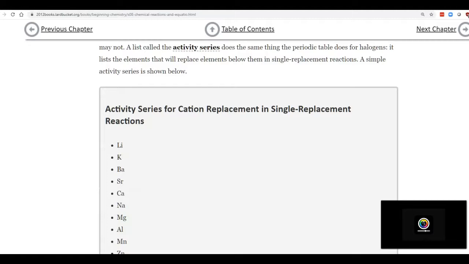You'll see an activity series. Think of having a couple on the dance floor, and then we have an element that's more attractive. So it can knock out the place of one of the people in the couple. So that's called an activity series. So read about that.